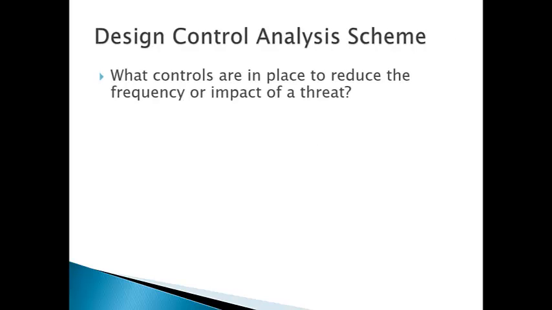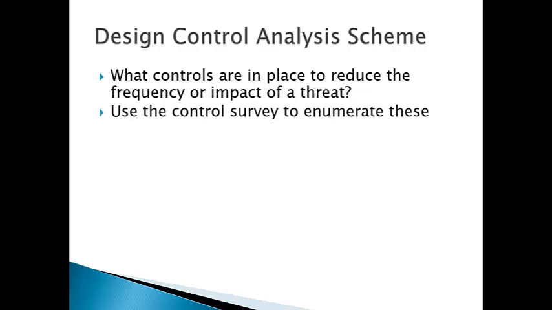Design a control analysis scheme. What controls are in place to reduce the frequency or impact of a threat? Use the control survey to enumerate these. Rate each control's effectiveness. And, again, you can't say, well, this control will eliminate 95% of all possible attacks. You can use low, medium, and high. Certain controls might discourage a not very determined or not very intelligent attacker, and to that extent, it's effective. But if it won't deter somebody who actually knows what they're doing, then it's not completely effective.